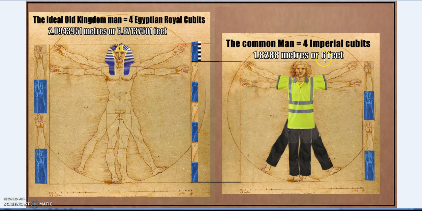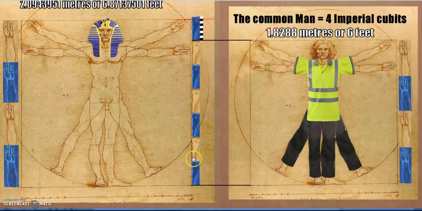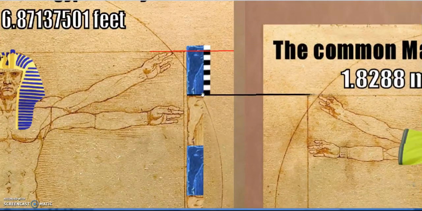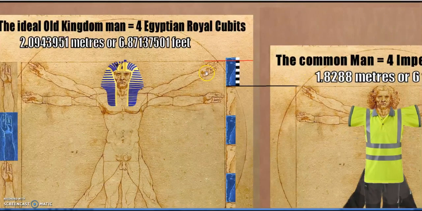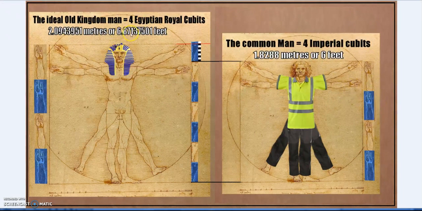Also mentioned that the ideal Old Kingdom Egyptian man of 4 Egyptian raw cubits, pi over 6 meters, so times by 4 is 2.0943951 meters, or 6.87 feet. If you look at Vitruvian man and actually look at the foot, well, the actual foot is closer to 6.9 feet as in the human foot, just a fraction under 6.9, and well, 6.87, just a fraction under 6.9 feet is equal to 4 Egyptian raw cubits.